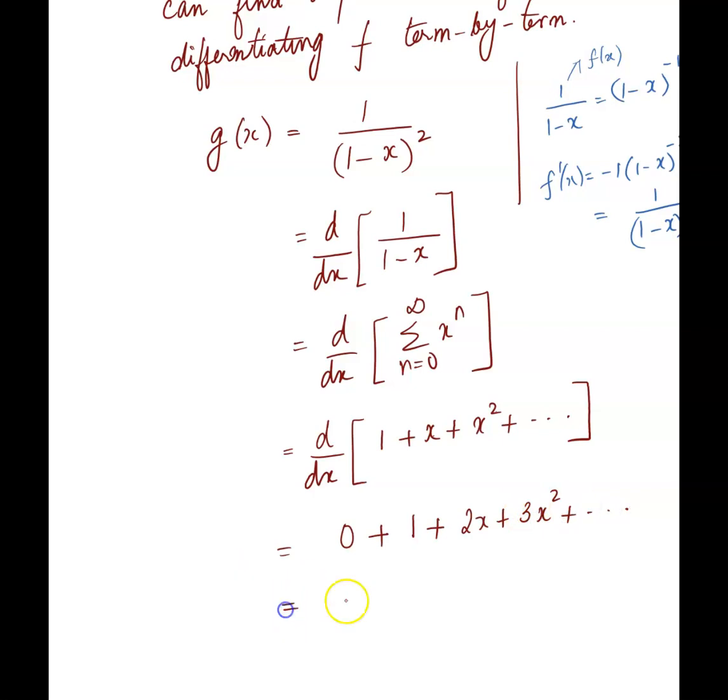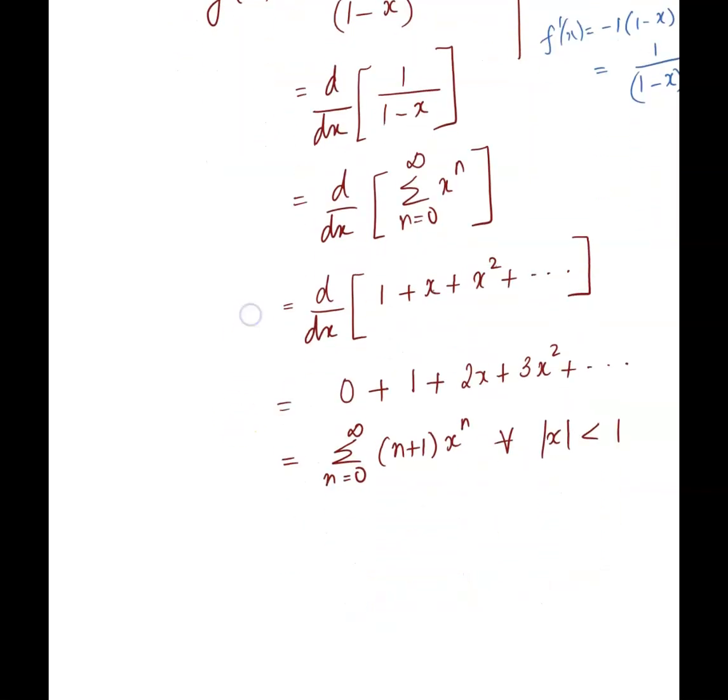If you want to generalize this, this is your series, but if you wanted to write it in series notation, you can write it as n plus 1 times x power n for all absolute value of x less than 1. So we were able to find a series for g by seeing the connection between g and f and using term by term differentiation to produce a new power series for g.